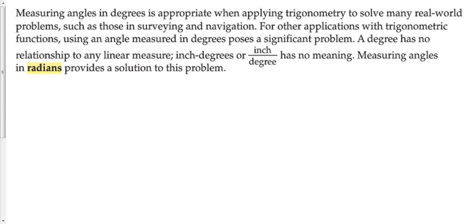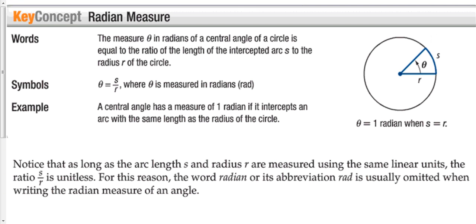So to combat this problem, we use something called radians. Okay? And radians is something that you're going to have to get used to. It's a different way to measure an angle, and it's the most common one, and it's the one that we're going to be using for most of the rest of this chapter and next chapter. Okay? So you have to get used to radians.